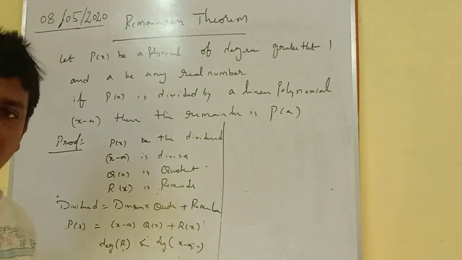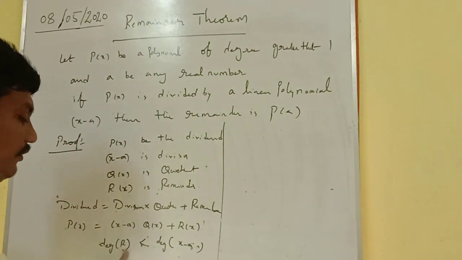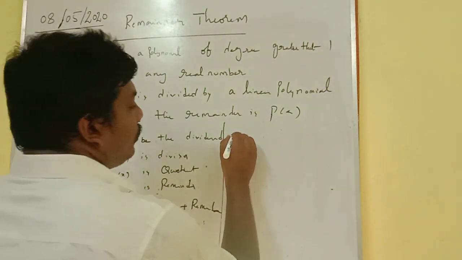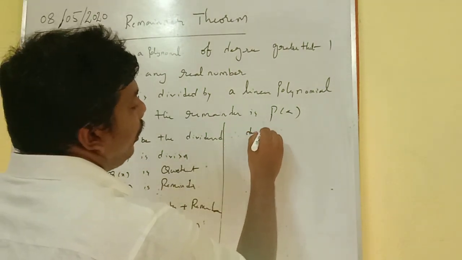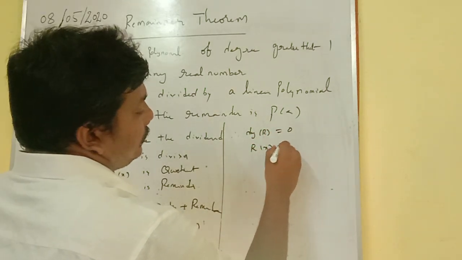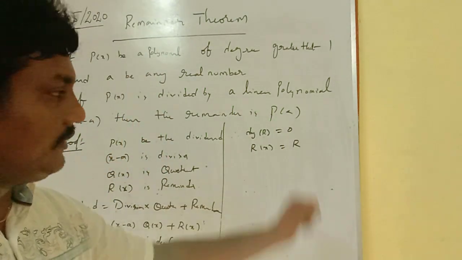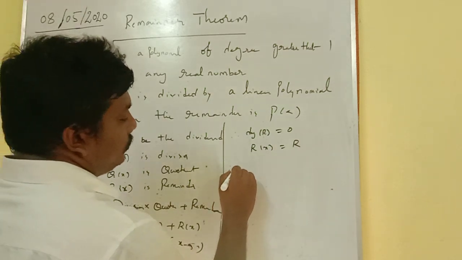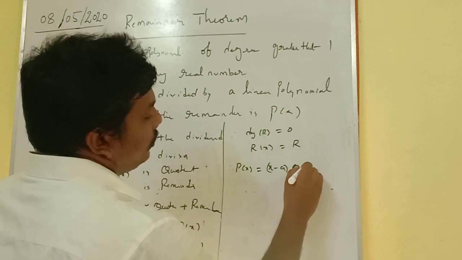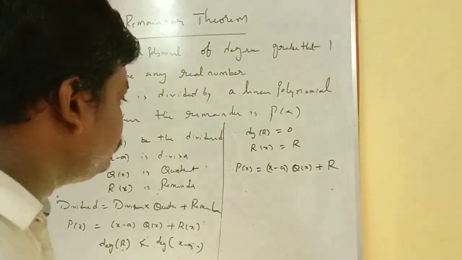What is the degree of x minus a? We already observed that the degree of x minus a is equal to 1. So the degree of r is less than 1, which means degree 0. That means r of x is just r, a constant. There is no x in the remainder, that's why it is called a constant. Therefore p of x equals x minus a into q of x plus r.